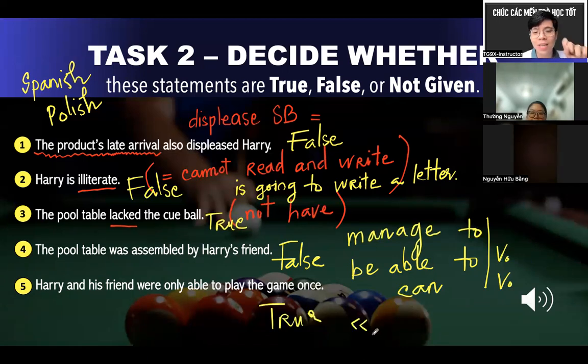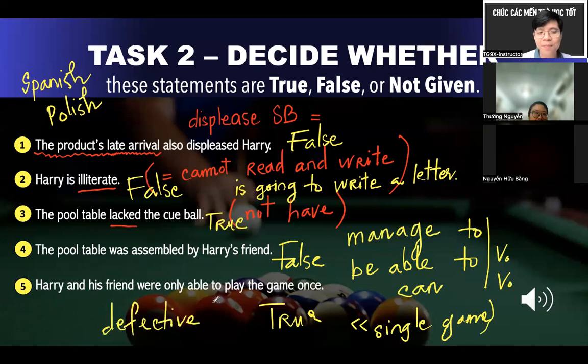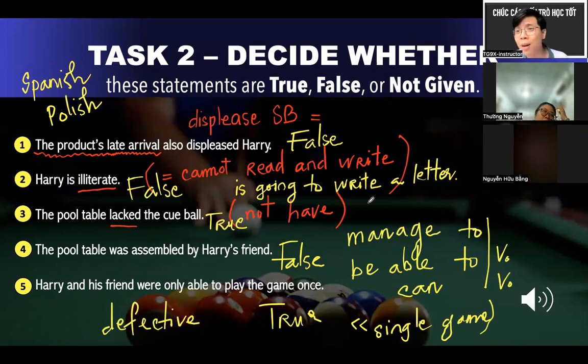There was a single game. He could just play a single game because the table was defective. It was broken. Yeah, defective. I wish I could have more time to show you some phrases, but it's time we finished.